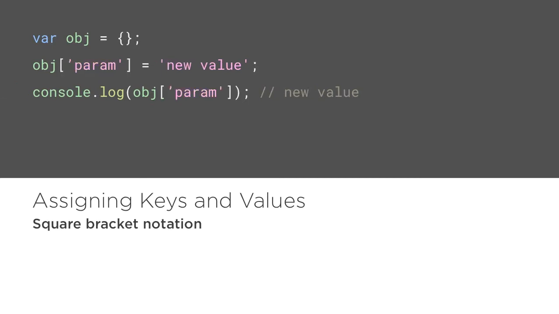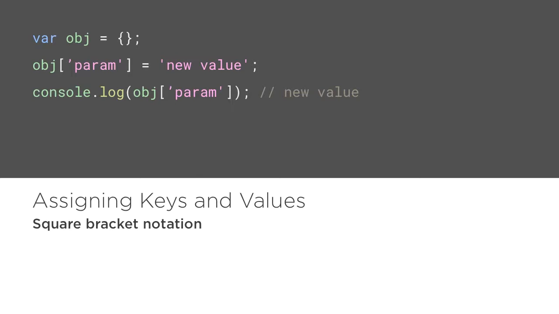In this case, we're just going to log it out to the screen, object.param, and that's going to write out new value. An alternative to this is using square bracket notation. So in this case, once again, we create the empty object, and then using bracket notation, I'm assigning new value to the parameter param. Then I can get access to that parameter again using the same bracket notation. Now these two are interchangeable, so I can assign with bracket notation and I can pull the value out using dot notation or vice versa, and either way.